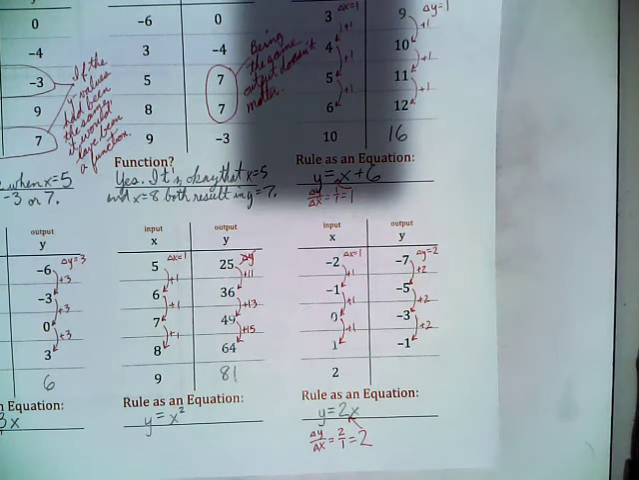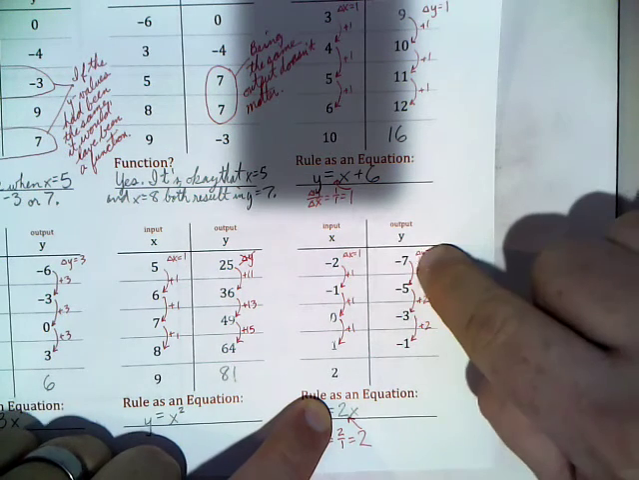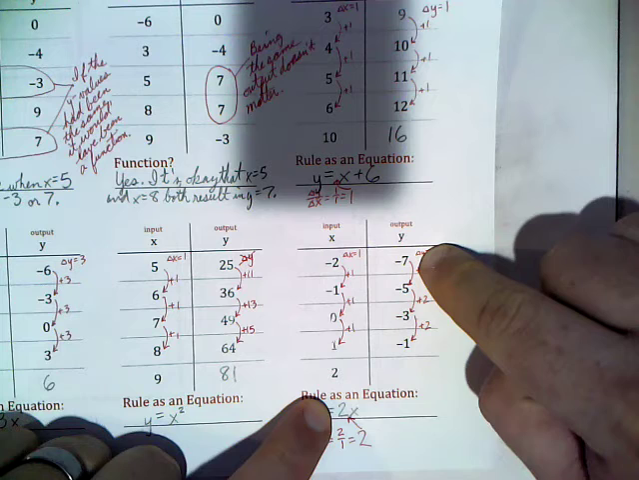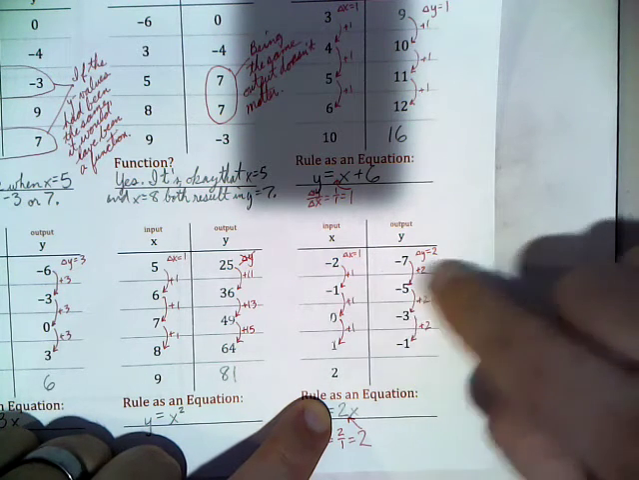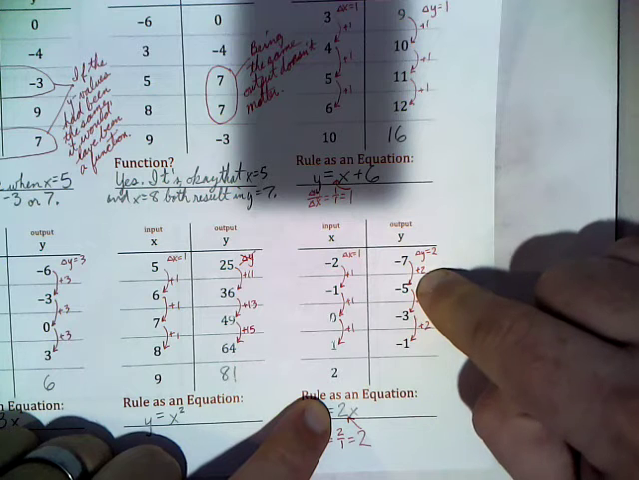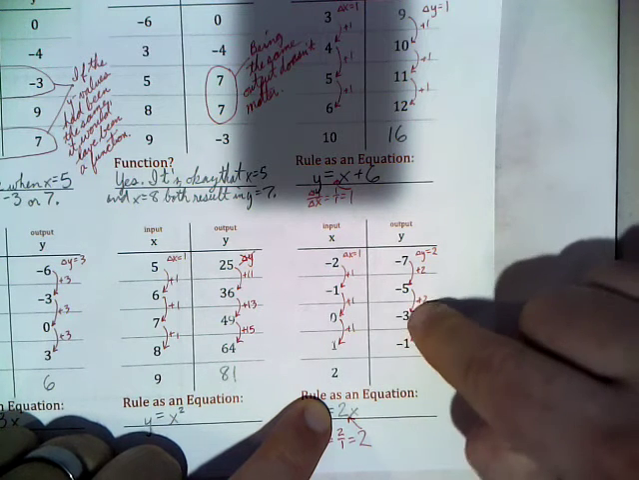Now, if we look at this, though, that's not going to be good enough, because if you do 2 times negative 2, we should get negative 4. But instead, we get negative 7. If we do 2 times negative 1, we should get a negative 2, but instead I get a negative 5. If I get 2 times 0, I should get 0, but instead I get a negative 3.